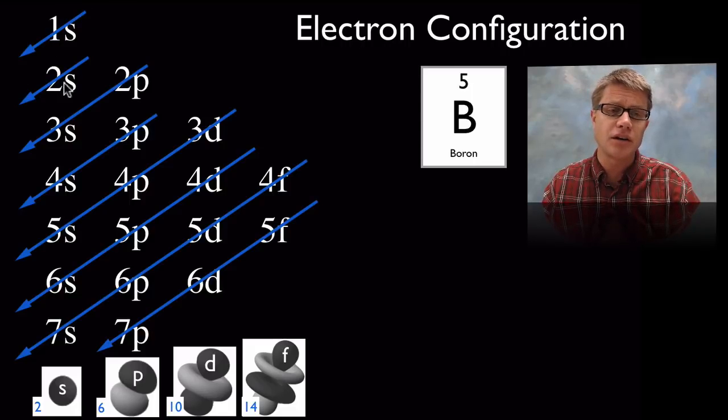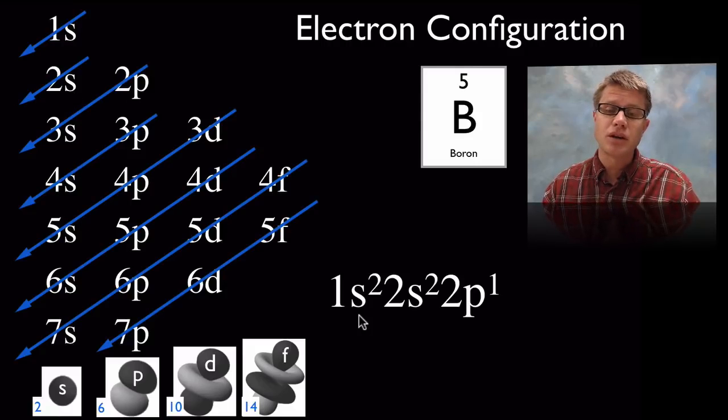If we go to boron then, how are we going to write boron? Well, you're going to start here, go here, go here. Boron's going to be 1s2 because we can only put 2 electrons in there. We then go to the 2s, it's going to be 2s2 because we can only put 2 electrons in that. And then we're going to go to the 2p, and we only have 1 electron left, so we're going to put it there. So that'd be boron.